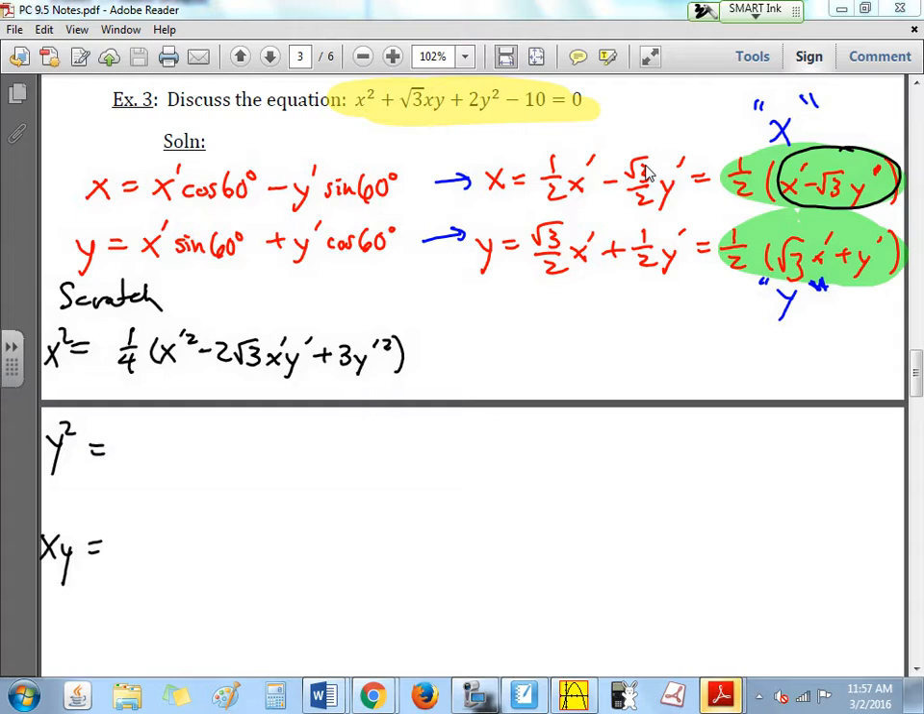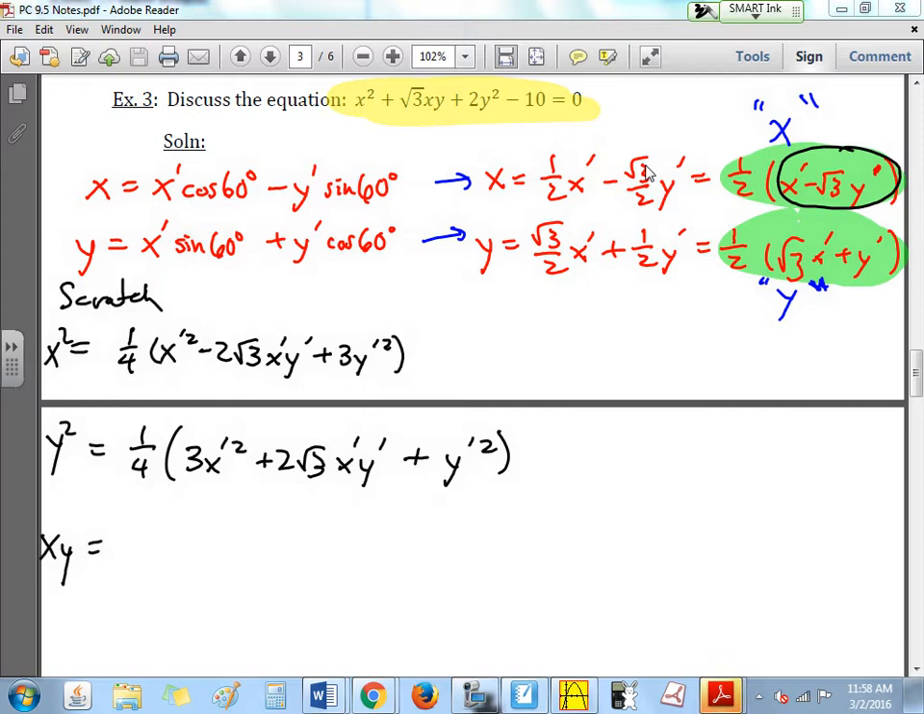Y squared is almost exactly the same, except it's a 3x prime squared plus a 2 rad 3 x prime y prime plus a single y prime squared. So the coefficients are 1, negative 2 rad 3, and 3, and then on the y squared it's 3, 2 rad 3, and 1. Okay? Be careful that your y's look like y's. A lot of people write their y's real sloppy. This is one of those lessons where you can't afford that mistake. Make sure y's look like y's, or you'll be so lost.